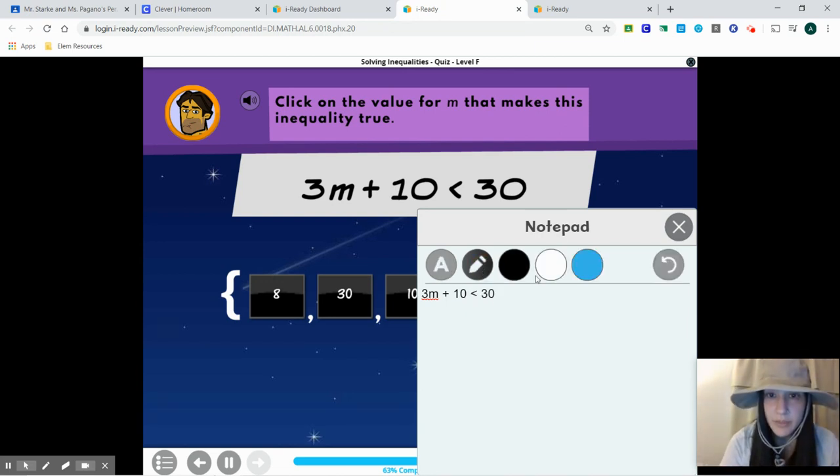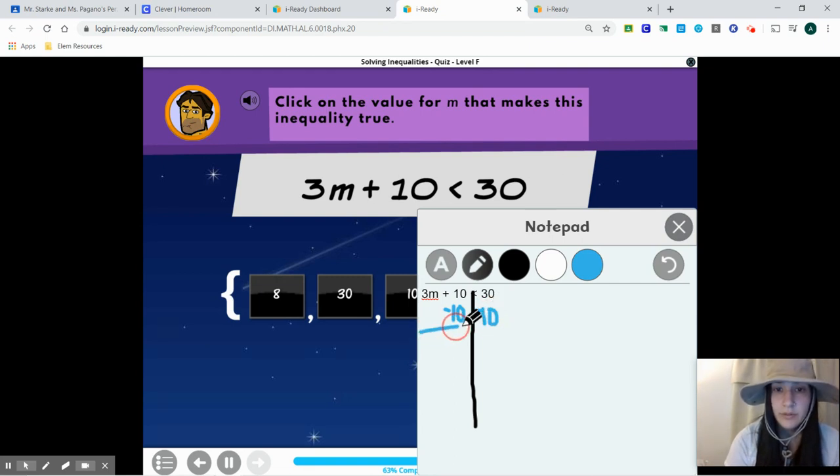Okay, now I'm going to switch over to my beautiful colors. I'm going to use this one to draw my line. Remember, we solve these like a regular equation. Now, we want to get our m alone. So first, we have to subtract our 10. Minus 10, minus 10. So 30 minus 10 is going to give us 20. Remember, these cancel out. Bring down our 3m. Bring down our inequality symbol. And our 20.